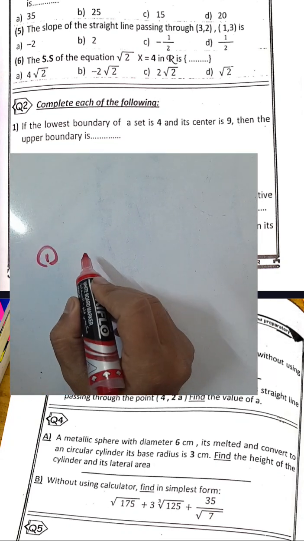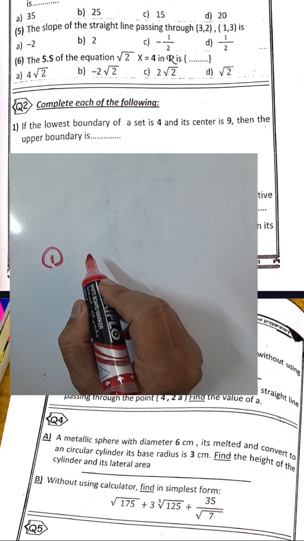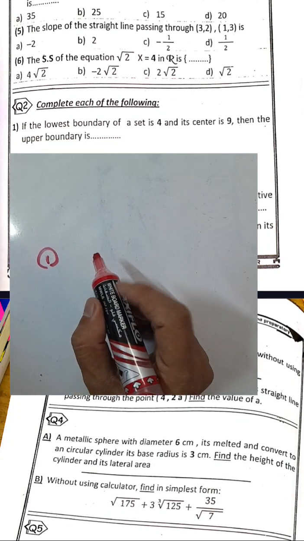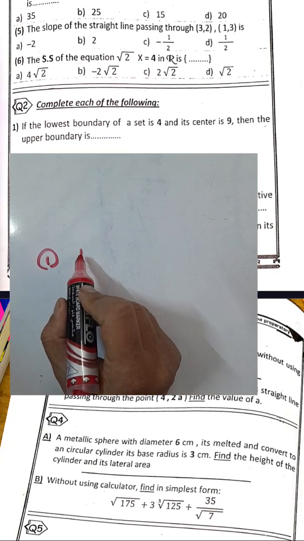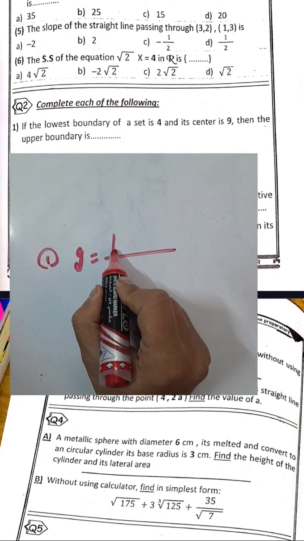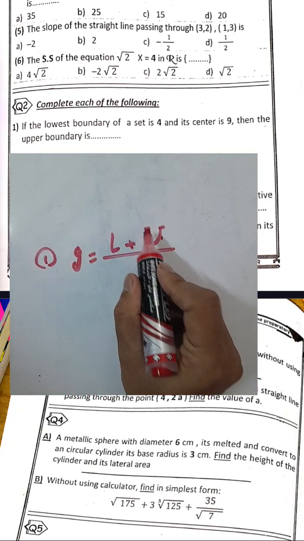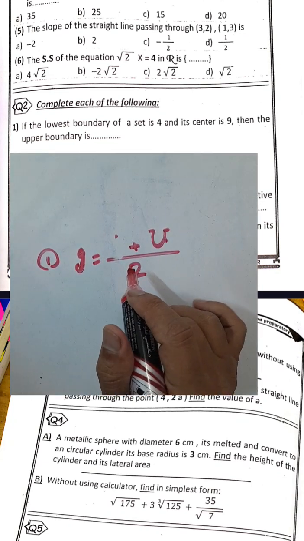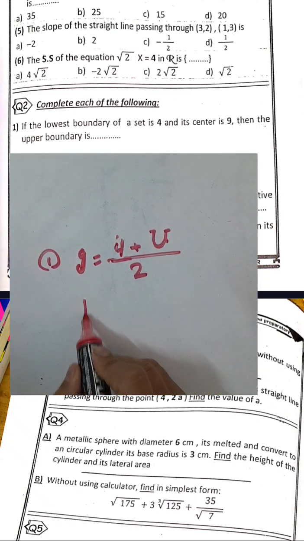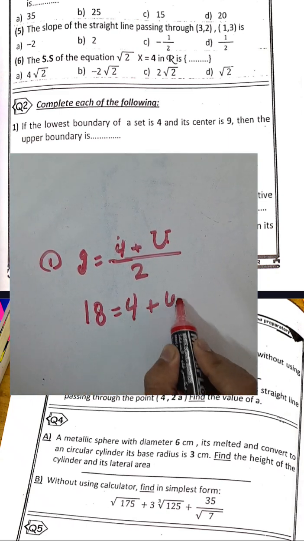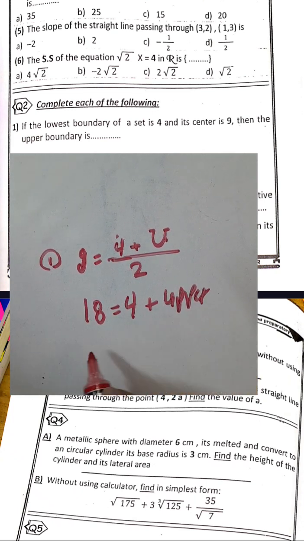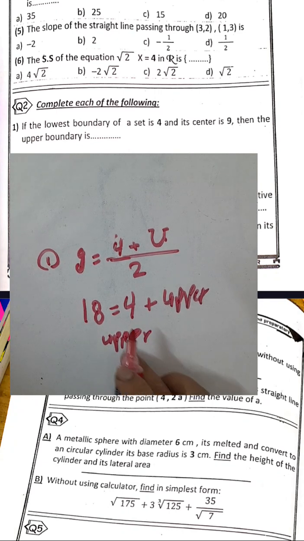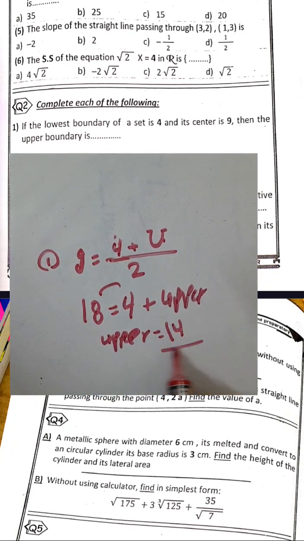Next question, number 2. If the lowest boundary of a set is 4 and the center is 9, then the upper will be what? Okay, we know the center is 9. The center equals lowest plus upper divided by 2. He gave us in the example the lowest was 4 and the center 9. 2 times 9 equals 18. Then 18 equals 4 plus upper. Then the upper value will be equal to 18 minus 4, which is 14. The result here will be 14.